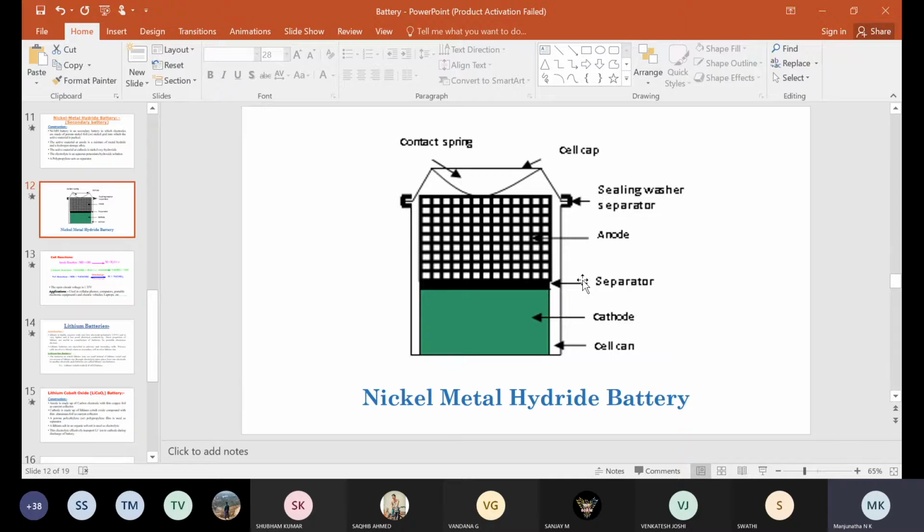Okay. Dear students, in the last class we discussed battery technology. In it we covered the introduction, then the basic components of the battery, then the classification of batteries with examples.